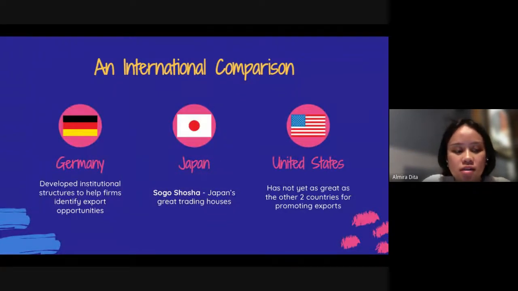While in the United States, they are relatively information disadvantaged. It means that in terms of exporting, they are behind the other two countries because they have no idea where to seek export opportunities.